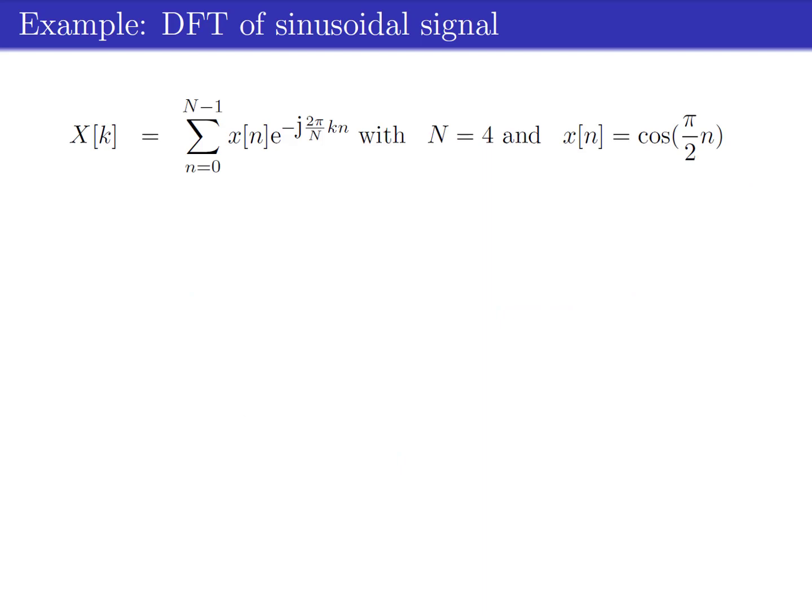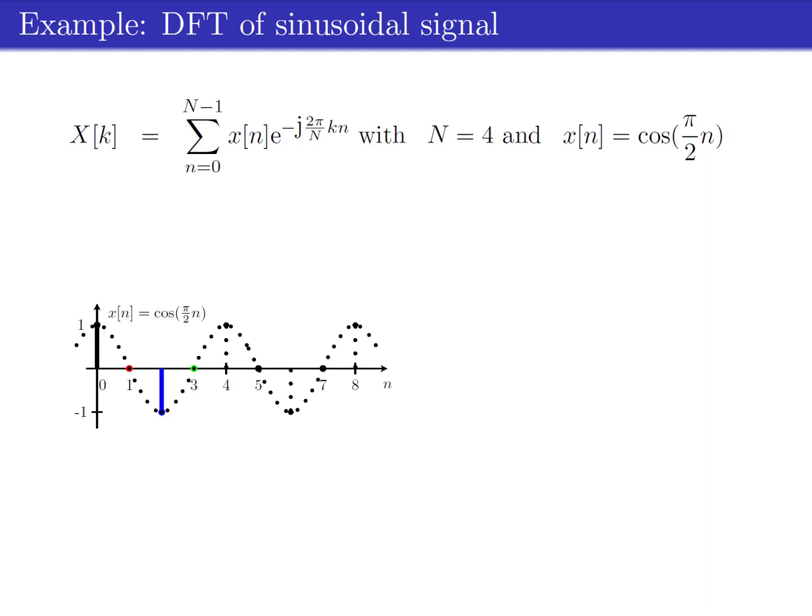Now let's look at a very simple example in which we calculate the 4-point DFT of a discrete time signal, from which the samples x[n] can be described by the equation x[n] is cosine of pi over 2 n. In the 4-point DFT summation we only need the 4 samples x[0] until x[3]. For this simple example, only x[0] is 1 and x[2] is minus 1, while the other two samples are 0.